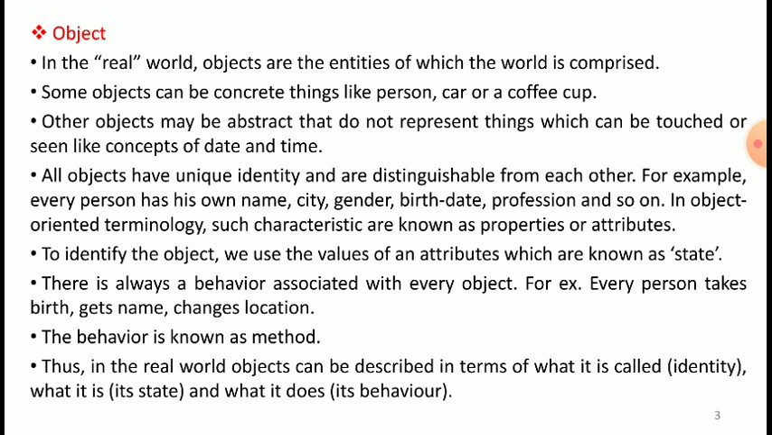For example, a person takes a birth date, gets a name, changes location, and the behavior is known as a method. The state of the object can change due to its behavior, and thus any real world object can be described in terms of what it is called, that means the identity, what it is, that means its state, and what it does, that means its behaviors.